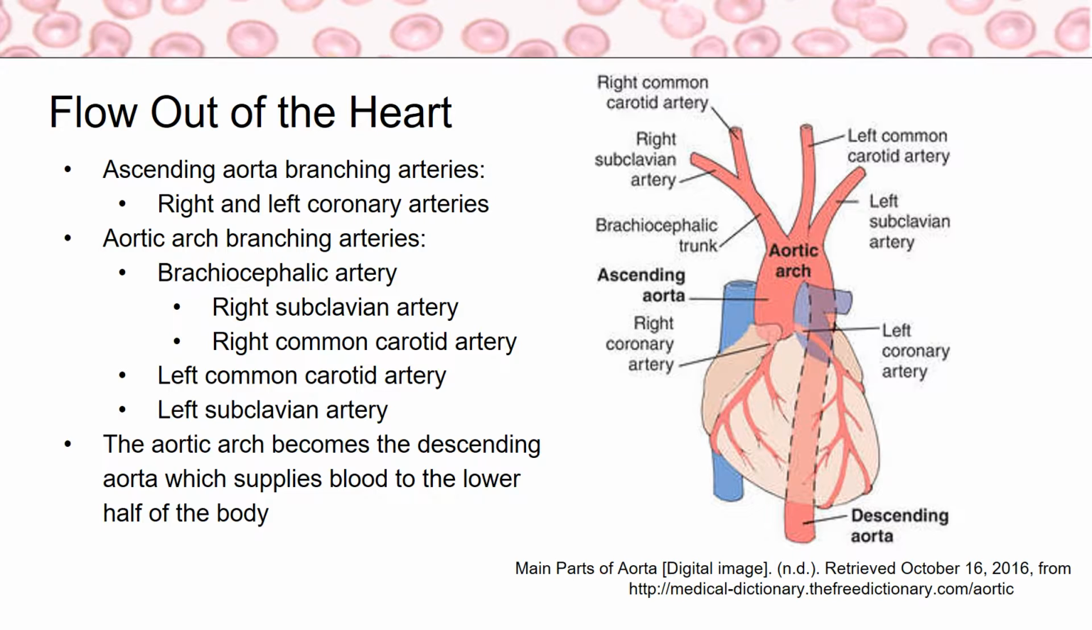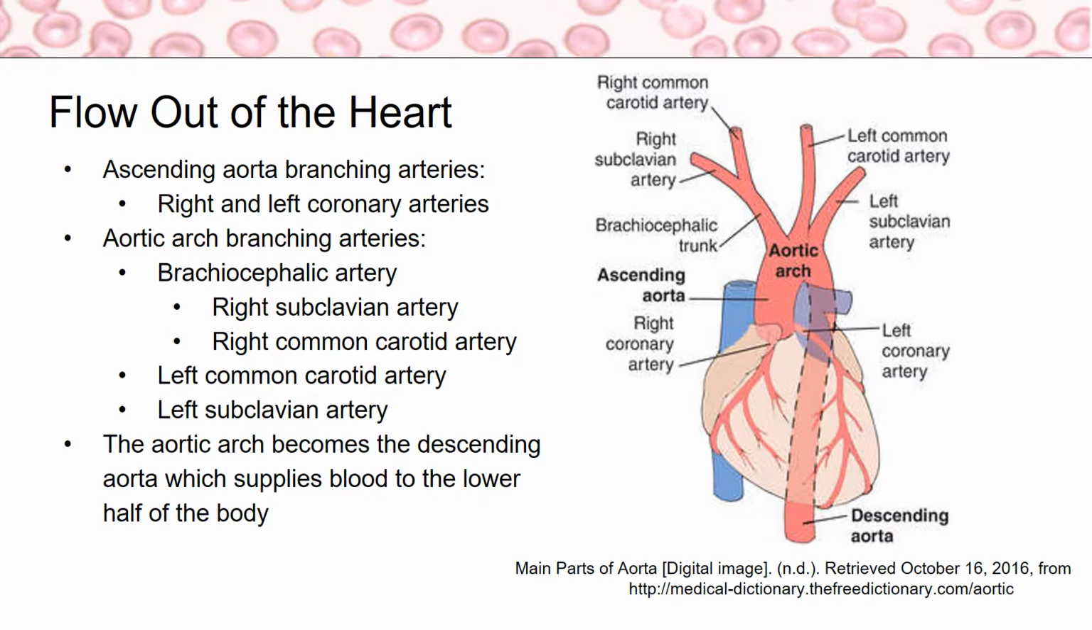Then continuing up through the aortic arch, it branches first at the brachiocephalic trunk, which bifurcates into the right subclavian artery and the right common carotid artery. Then further on we have the left common carotid artery followed by the left subclavian artery. The common carotid arteries supply the head and neck with blood, while the subclavian artery supplies the upper limbs and some thoracic structures.